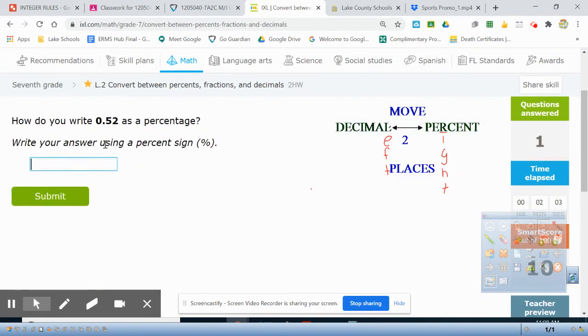Now this one, it's a decimal, so I have to move it to a percent. So all I have to do is move it 2 places to the right. So it is 52%.